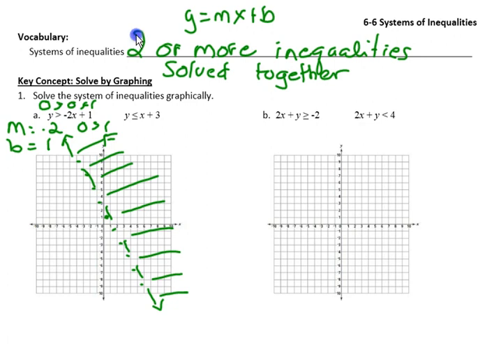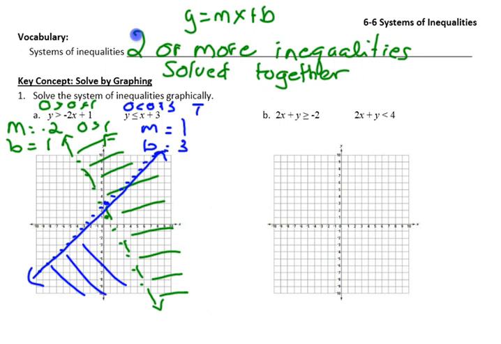Okay, for the other inequality, it's in y equals form. My slope is 1, my b is 3. So we go up to 3, then I go up 1 over 1. This time it has the or equal to, so I connect with a solid line. If I do my test point, 0 is less than 0 plus 3. 0 is less than 3, that's true, so then I shade down here.